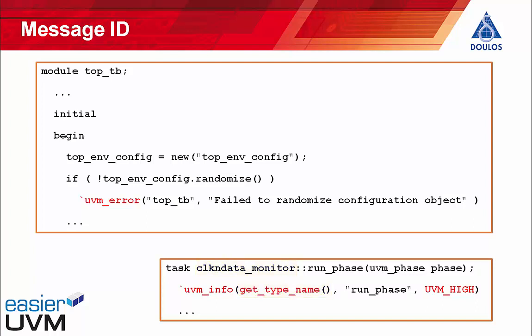The one time that you can't use get type name is if you're not inside a class. So if you're using one of the message macros in a module, for example, not a class, you can't call get type name. So in this example at the top, we've used a literal text string top TB instead. That's the name of the module.